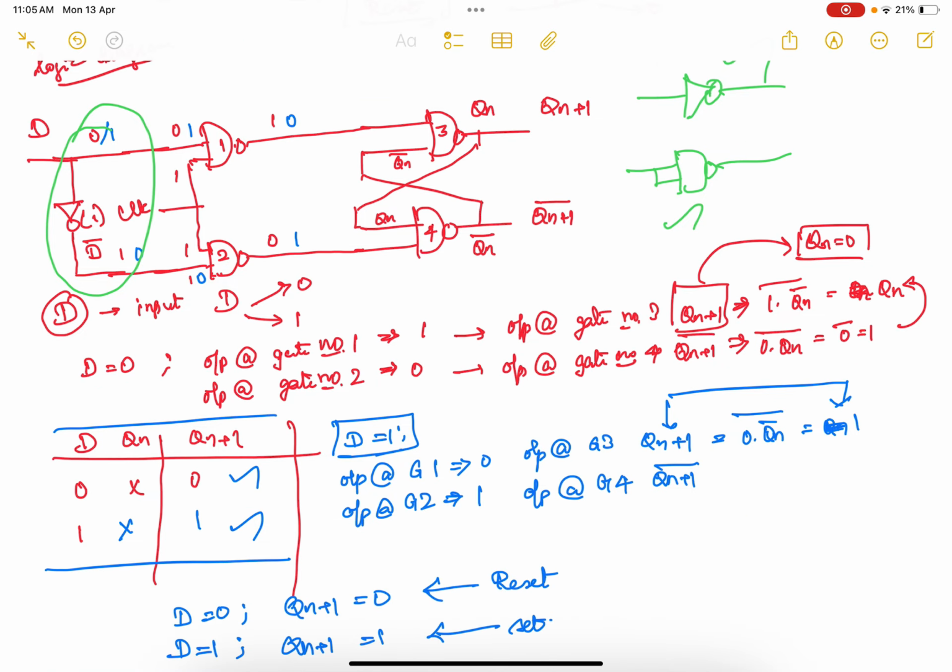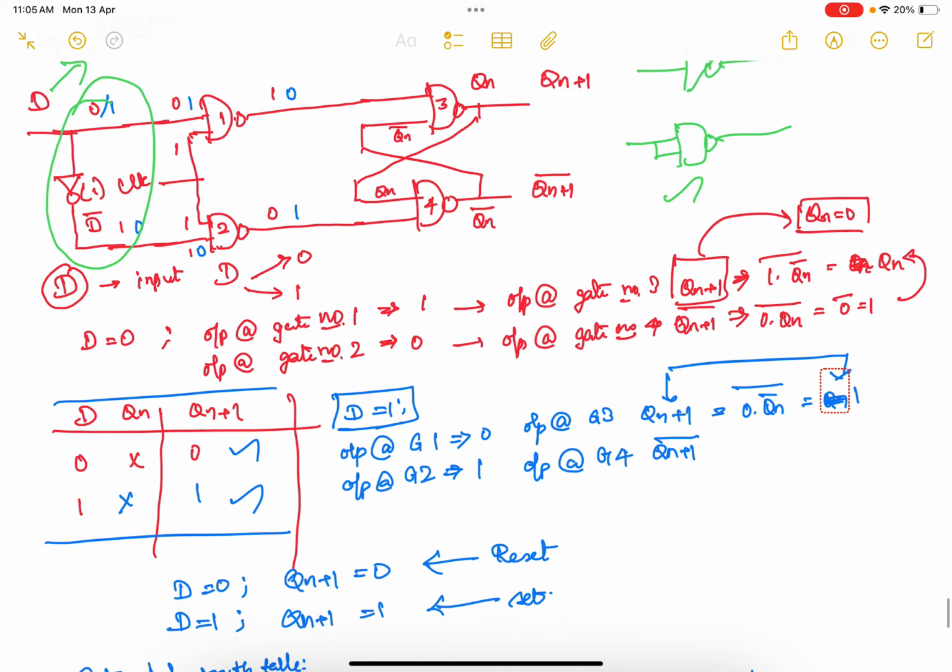So whenever your D input is high, it goes to the top side, that is to gate number 1, but the low input goes to the bottom side, that is to gate number 2. If D is 0, at the top side you will get 0 and the bottom side will get 1, because in between there is an inverter. Based on that, we have discussed the operation.